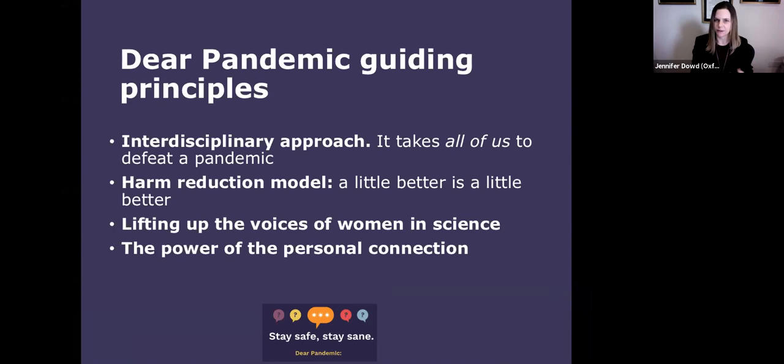And we've also, this last point of the power of personal connection, really tried to capitalize on trust that we've built over these many, many months. We try to really lead with our humanity. We haven't been very academic about it. We try to be the nerdy moms next door, as relatable as we can be. We try to admit when we're wrong or when things have changed. And we've tried to stay as nonpartisan as we can, even though that was a big challenge when one certain person was a big source of most of the misinformation.